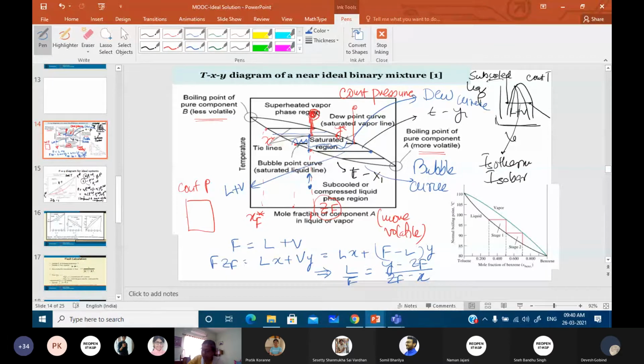Now, the importance of this particular diagram, I'll tell you that suppose you have started with any particular mixture. Let me rub off these things. It will be slightly easier.